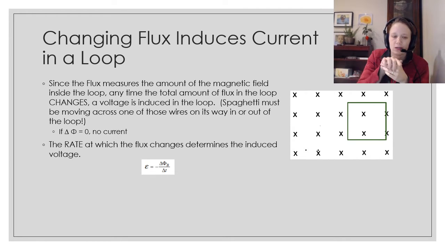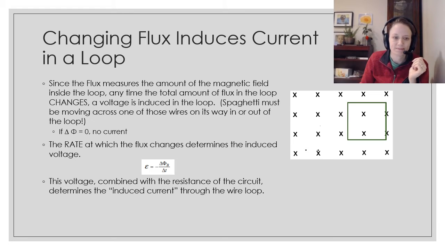That E, remember, is voltage. That's the induced voltage in the circuit. And of course, if flux is not changing, that all ends up being 0 as well.